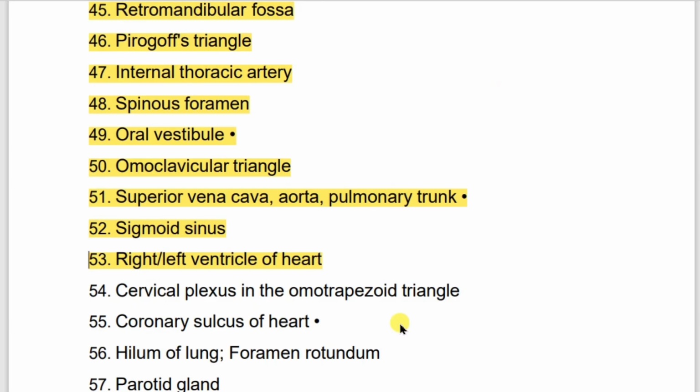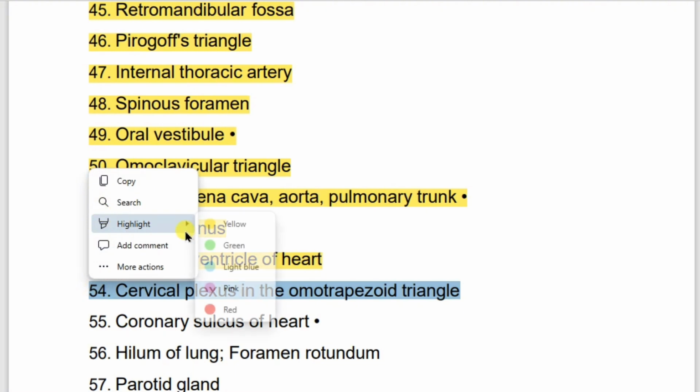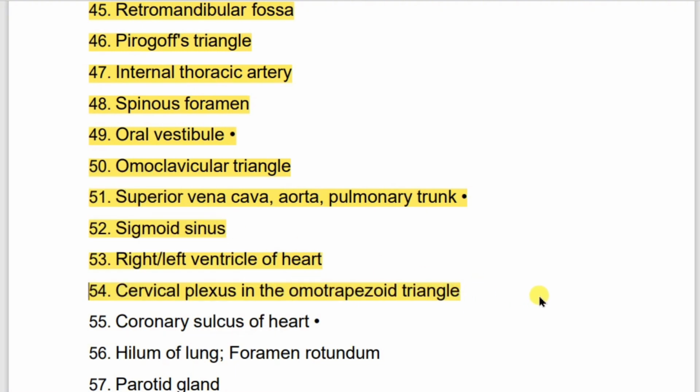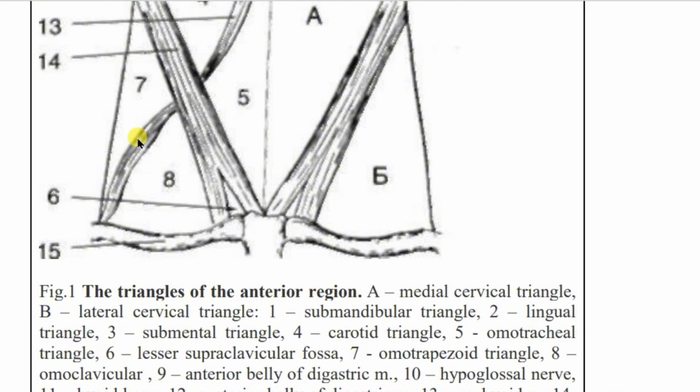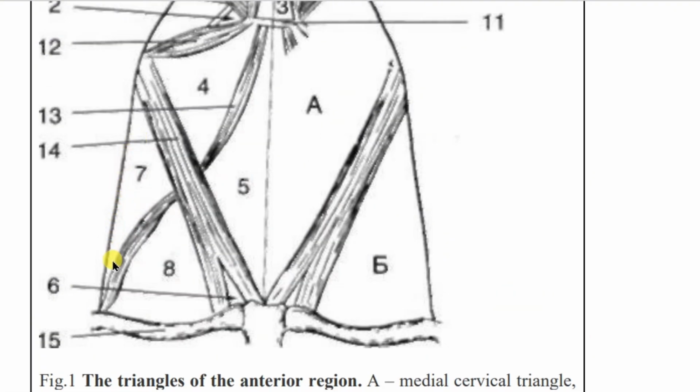So the next structure we have here, the cervical plexus in the omotrapezoid triangle. First of all, you have to find the omotrapezoid triangle. So what does it mean, omotrapezoid? As you can see here, this one is the omotrapezoid triangle. This one is the omohyoid muscle, the sternocleidomastoid muscle, and this one at the side is the trapezoid muscle.